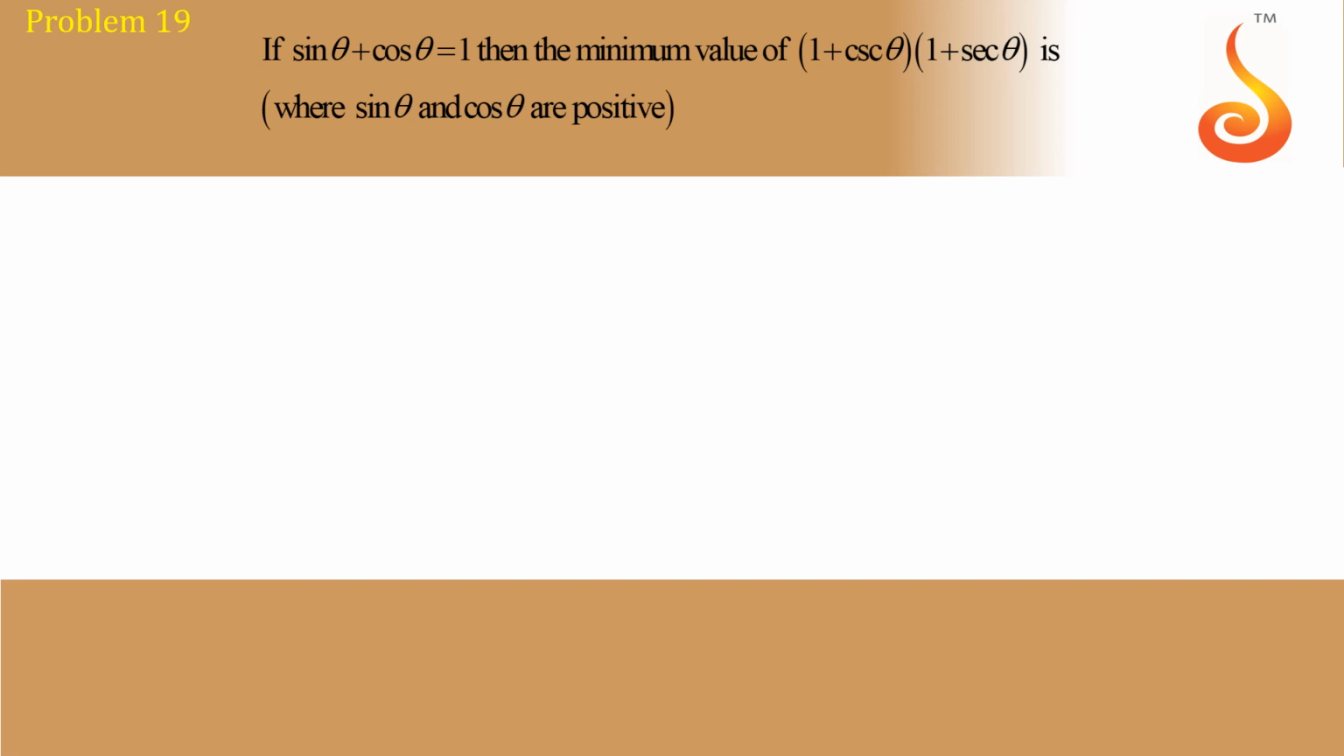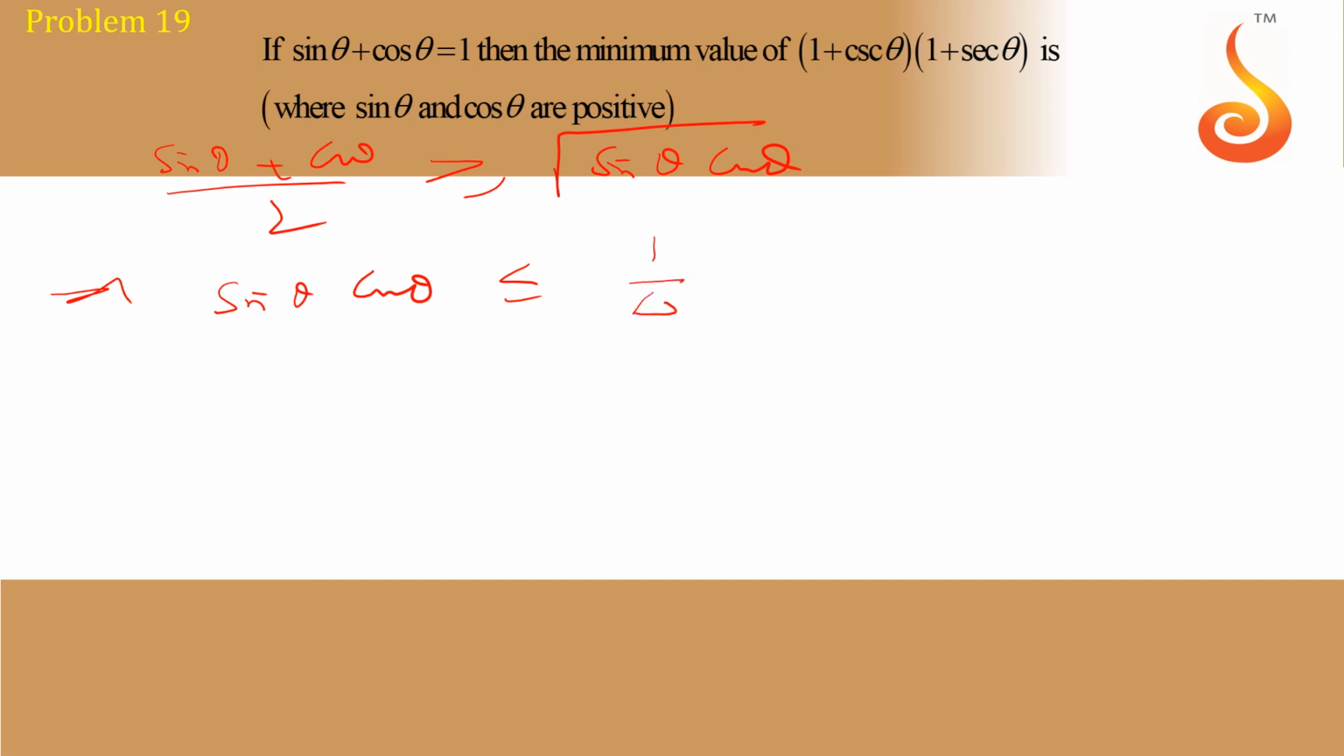Next problem. If sin theta plus cos theta equals 1, then find the minimum value of 1 plus cosec theta into 1 plus secant theta, where sin theta and cos theta are positive numbers. Now, if they are positive numbers, I can say that (sin theta plus cos theta) by 2 is always greater than or equal to under root of sin theta cos theta. So this implies sin theta cos theta is less than or equal to 1 by 4.